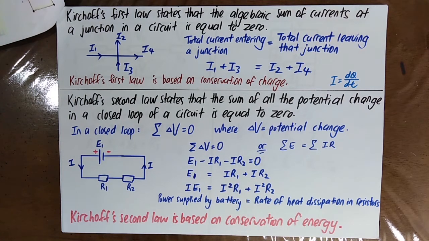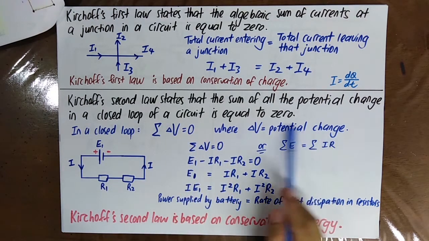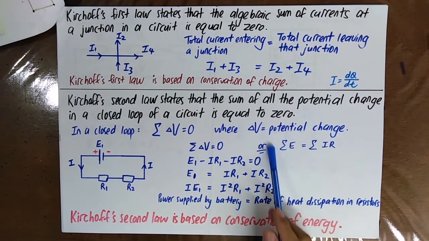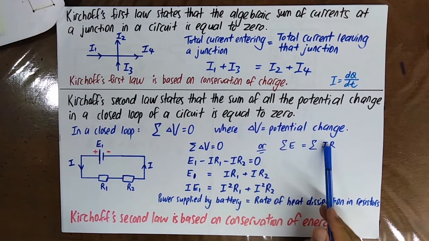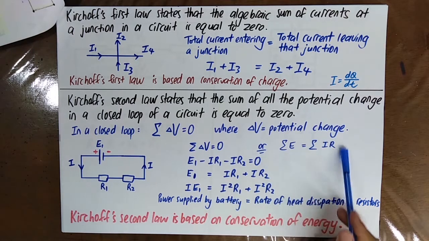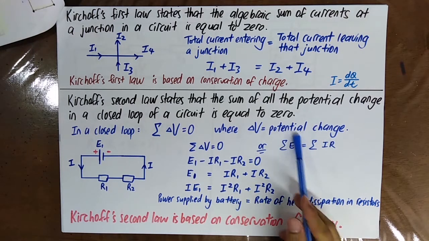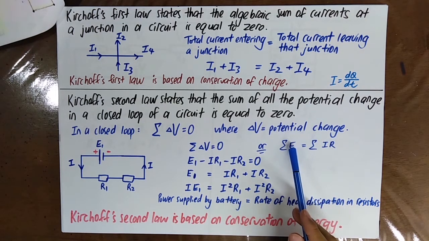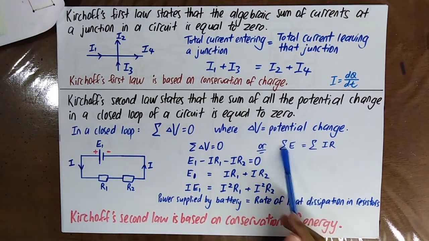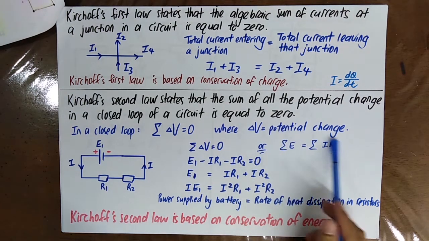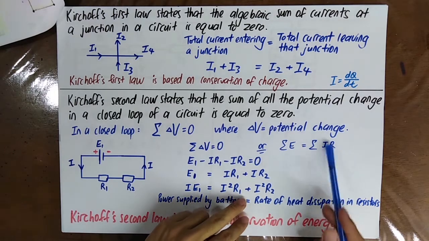So you know that Kirchhoff's second law is based on conservation of energy. And then if you don't like to use this sign, you can also use this sign. That means that the summation of the electromotive force is equal to the summation of the potential difference, where the electromotive force is the energy provided or supplied to the charge, and then the potential difference is the energy used by the charge.